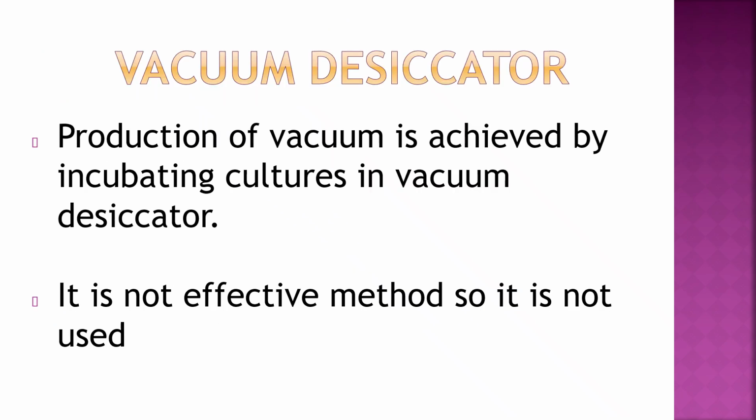So the first method is vacuum desiccator. In this, production of vacuum is achieved by incubating cultures in a vacuum desiccator. It is not an effective method, and plus there is a risk of explosion, so routinely it is not used.